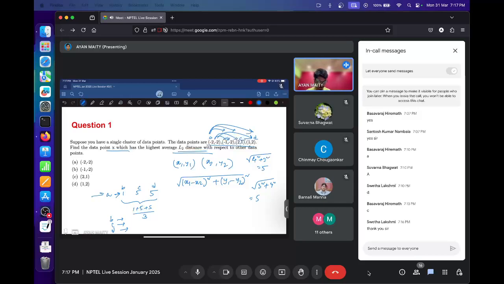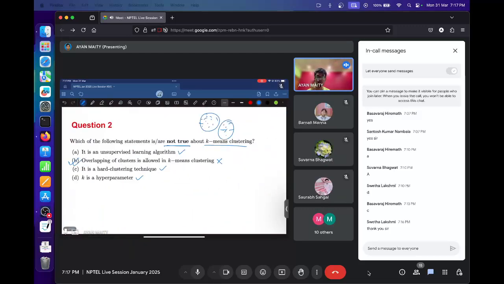So for the first point A, you have to find the distance from A to B, A to C, A to D. And distances are 1, 5, 5, so the average would be 1 plus 5 plus 5 divided by 3. You have to compute this for all the other 3 points, and then the point with the highest average L2 distance is the answer. That is very easy to calculate. Simply you have to know the Euclidean distance formula.